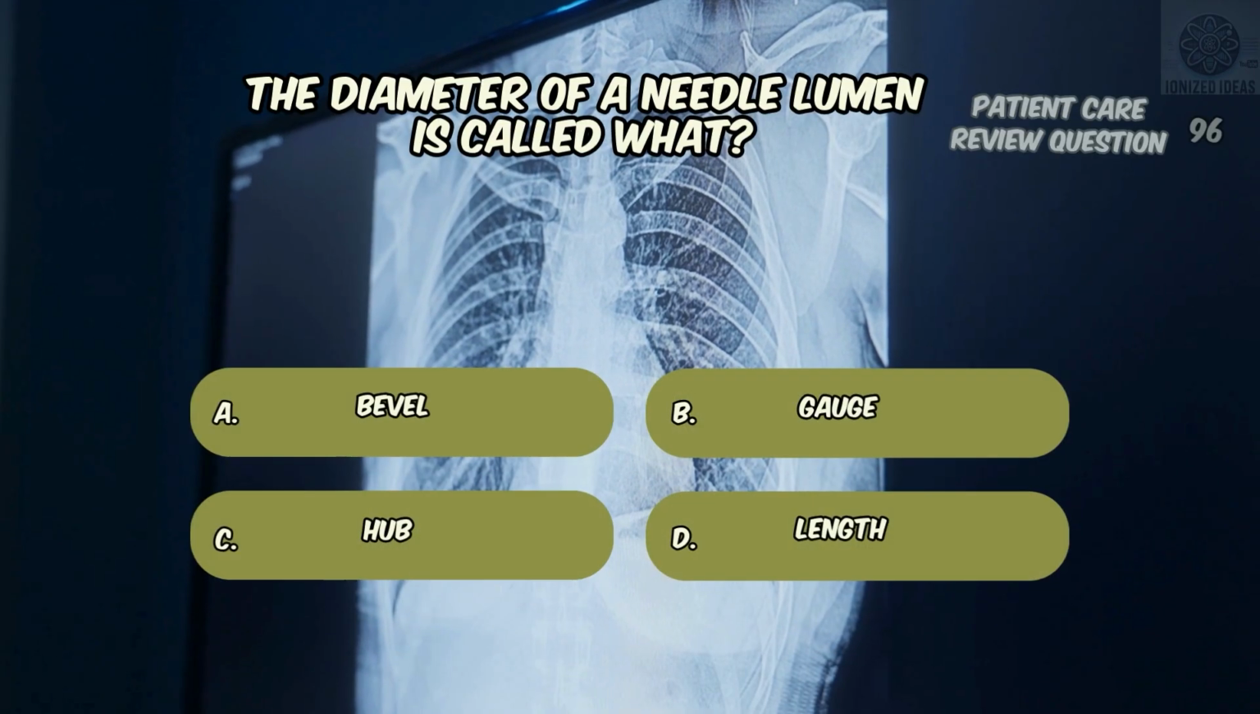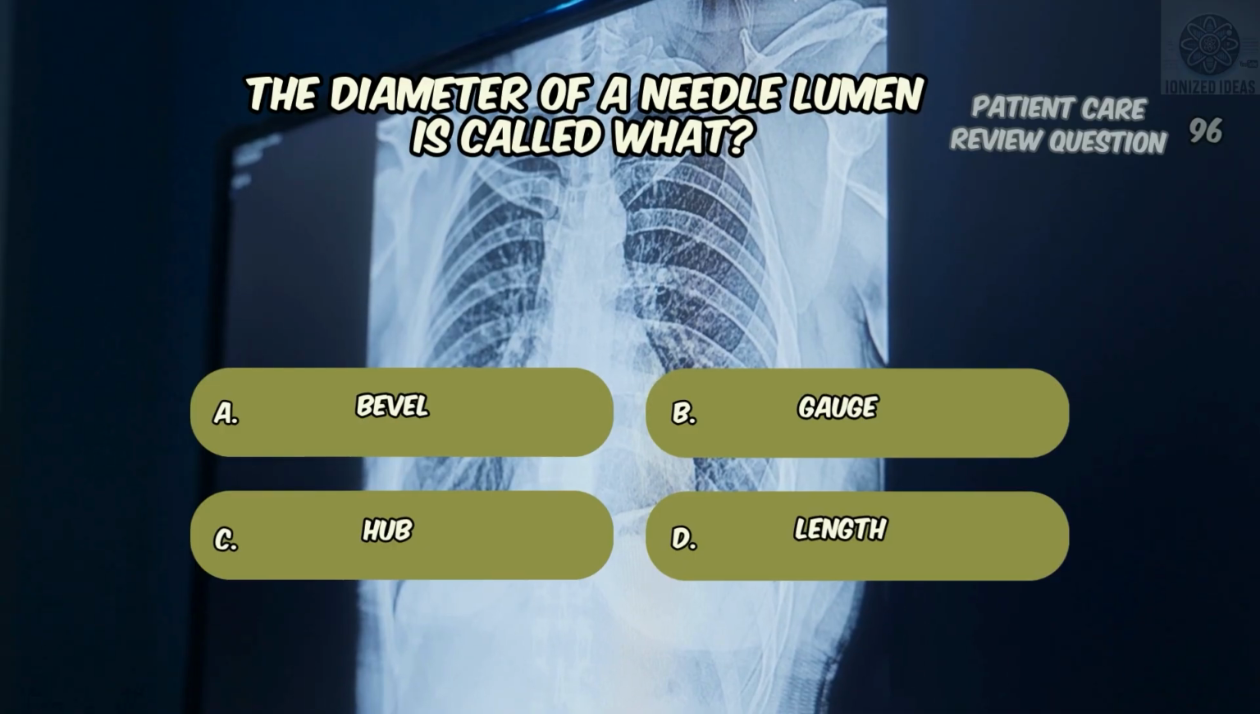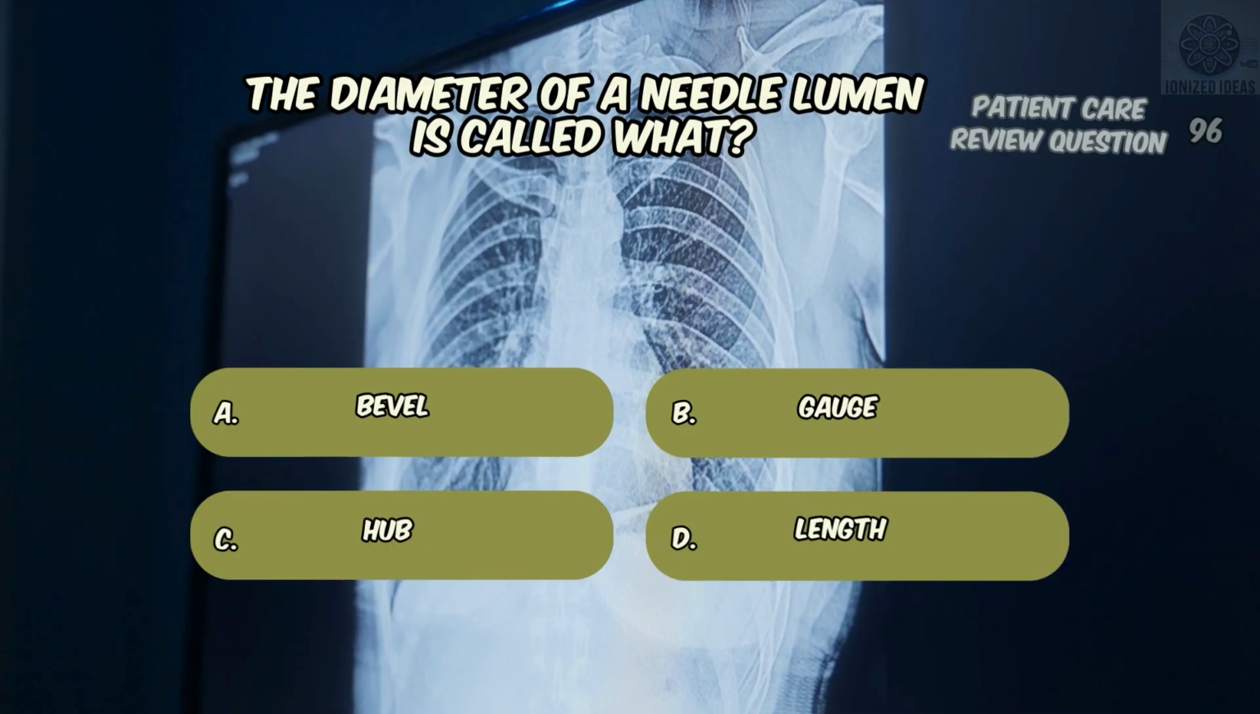The diameter of a needle lumen is called what? A. Bevel. B. Gauge. C. Hub. D. Length.